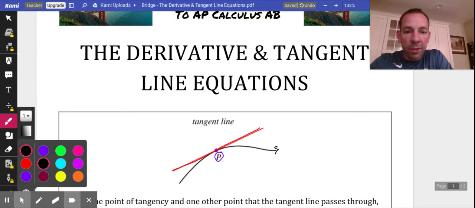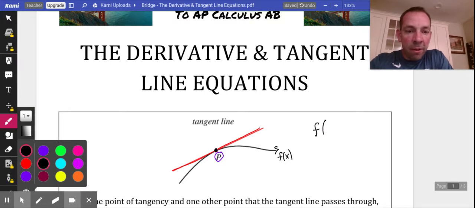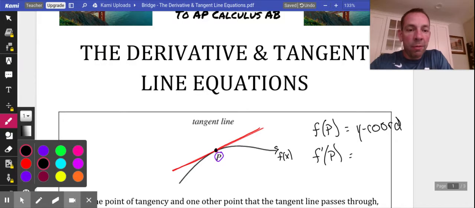So let's say we have this curve here and let's name it f of x. And again, this is point P. So instead of saying x equals 1 or x equals 3, we're just calling it P. If I said f of P, that would represent the y coordinate at that particular point. But if I said f prime of P, that would represent the instantaneous slope, or the derivative, at point P.